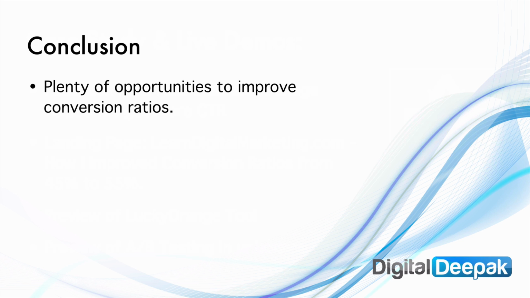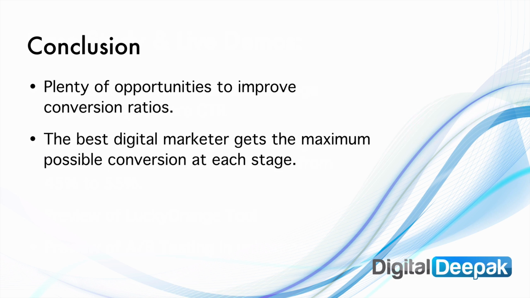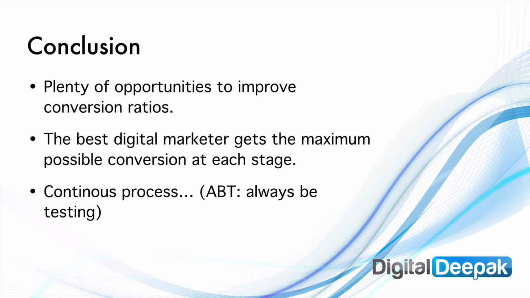So there are plenty of opportunities to improve conversion ratios. You can improve the ad copy, you can improve the ad image to increase click-through ratio, and then you can increase email open rate by having better subject lines. You can increase sales conversions by having better landing pages and better copywriting. So the best digital marketer gets the maximum possible conversion at each stage of the funnel, so the overall revenue of the company increases. And there is something called ABT, which is always be testing.